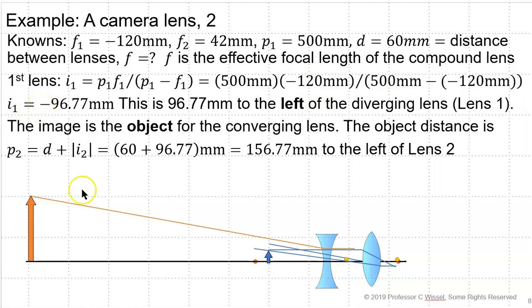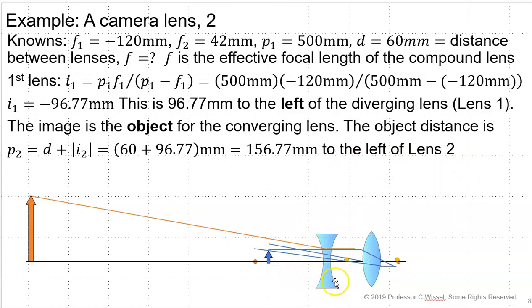Now notice the minus sign. Remember the sign convention for lenses. If it's a minus sign, then it's on the same side as the light came from. So this means that this image here is on this side of that first lens. So it's on the left of the diverging lens, and that's right here. So now this image is the object for the second lens, and you need to know that object distance. And that is going to be this distance, which was that 60 millimeters they gave you in the problem statement, plus the distance we just found. We don't need that negative sign for this because we need this entire distance. So it's 60 plus 96.77 millimeters or 156.77 millimeters to the left of lens 2.